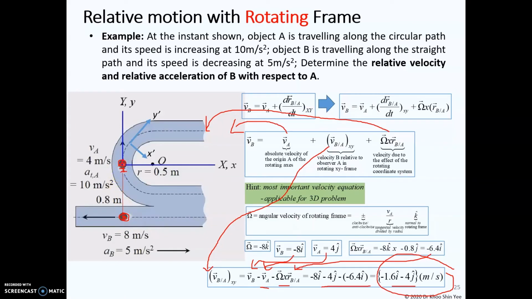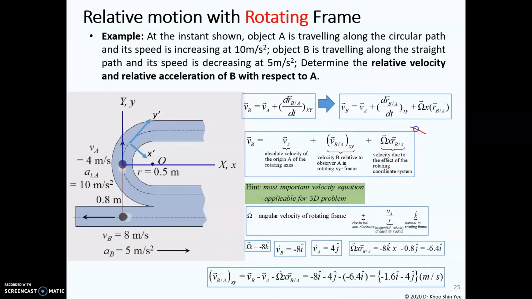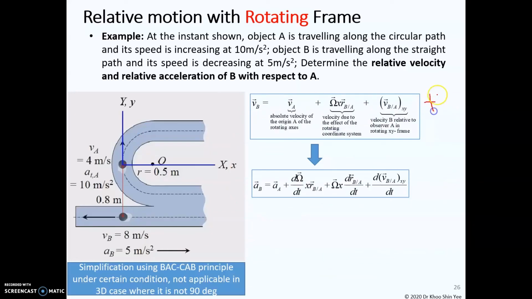In this case, point A is moving with the rotating frame. So if you calculate the velocity without considering the rotating effect, then the relative velocity will be calculated wrongly. So you must consider the rotating effect in the calculation. Please make sure you master this equation to find the velocity. This is very important. This is the equation to find the velocity at point B by using relative motion analysis. Let's differentiate it to obtain the acceleration equation.